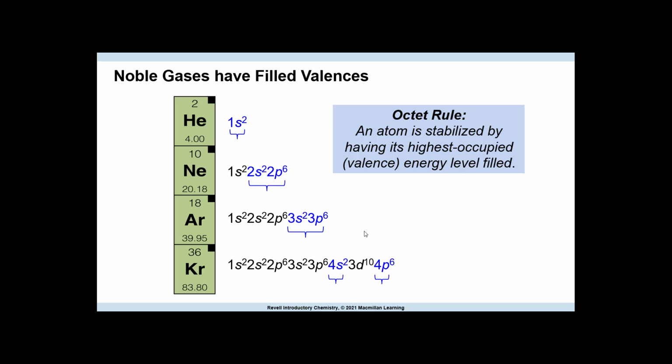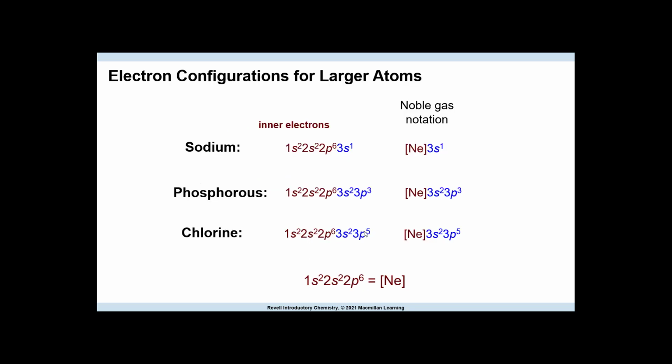So we describe the stability using the octet rule, which states, if an atom has 8 electrons, an octet, in its valence shell, then the s and p sublevels are completely filled, which is what we see here.